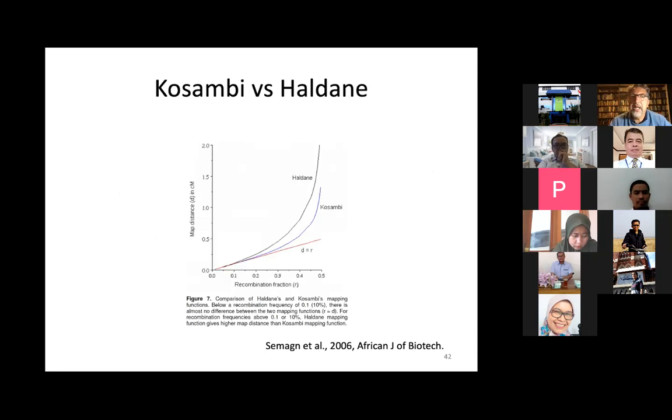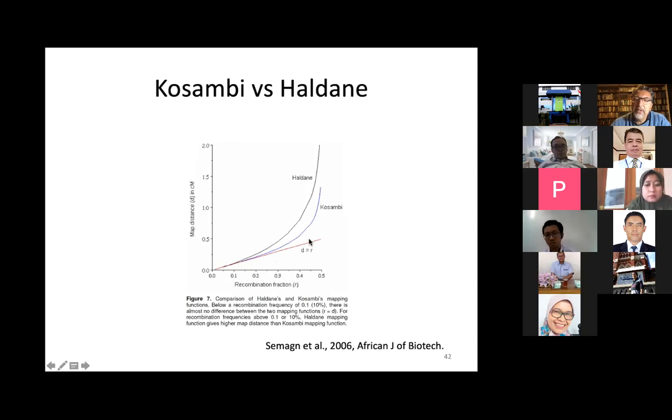So if you compare the Kosambi and Haldane functions here, you see that up to 0.1, all three are the same. So the mapping units and the detected recombination frequency all work the same. Above 0.1 recombination fraction, or 10% recombination, you start having a deviation from the mapping units. So D, the mapping function, here's D.